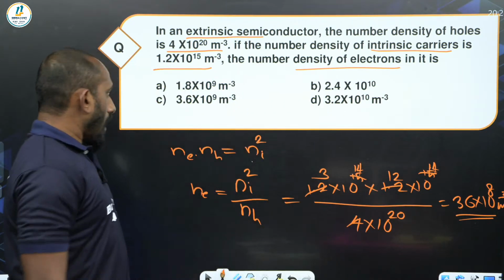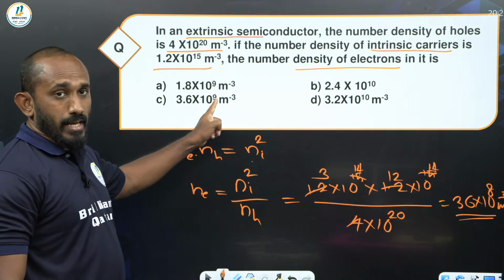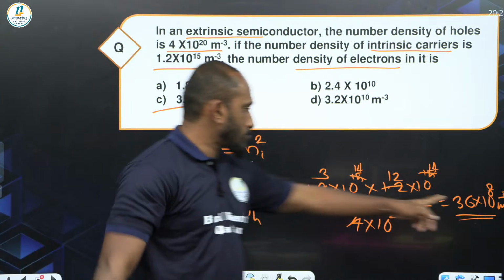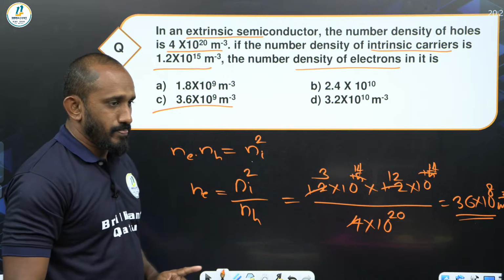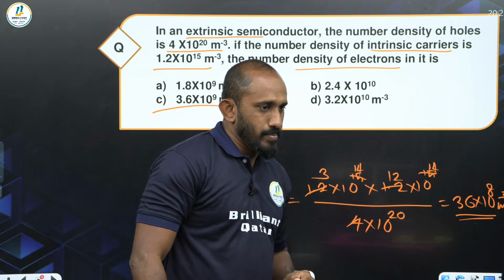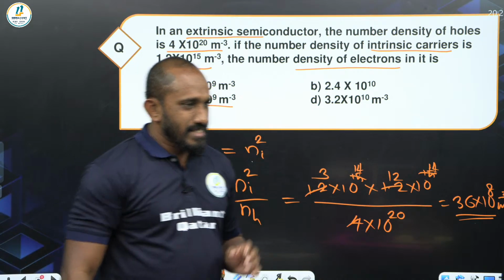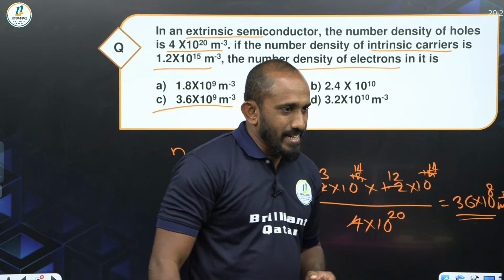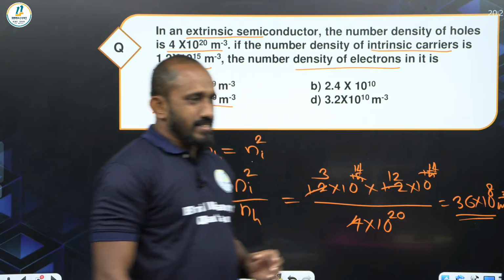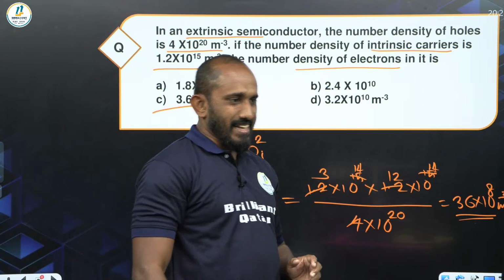Check the answer. Here the option is 3.6 into 10 raised to 9. So the correct answer is C. If you just shift one more decimal, you get 3.6. Yeah, Sanjay got the answer. Pinky, great. Sham is there. Venkat is there. C, got the answer. Clear.